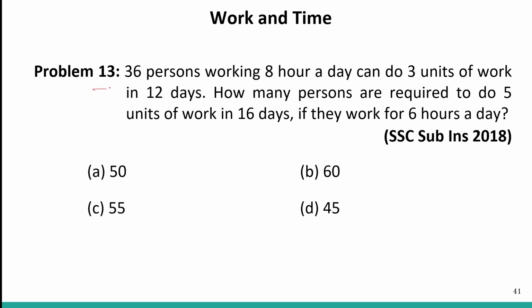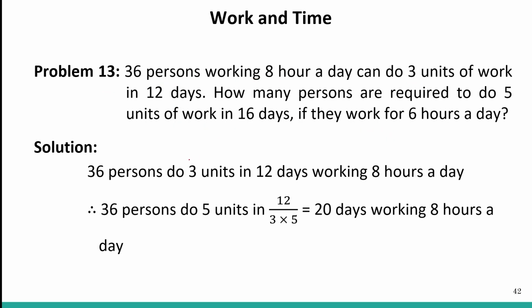So let's see problem number 13. 36 persons working 8 hours a day can do 3 units of work in 12 days. How many persons are required to do 5 units of work in 16 days if they work for 6 hours a day? So 36 persons do 3 units in 12 days, working 8 hours a day.